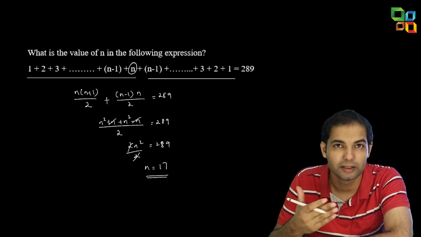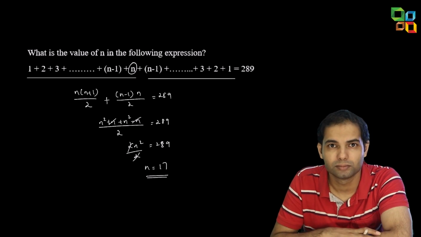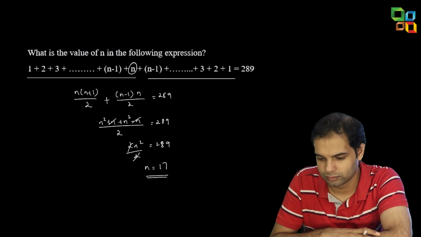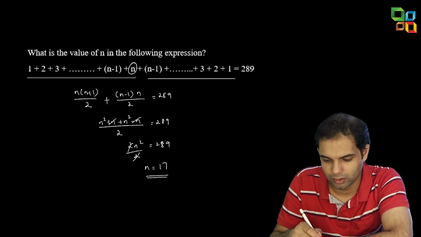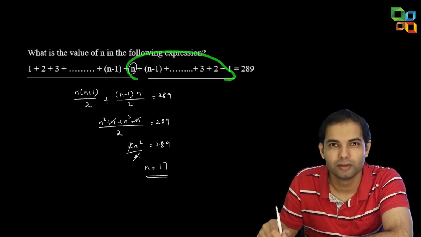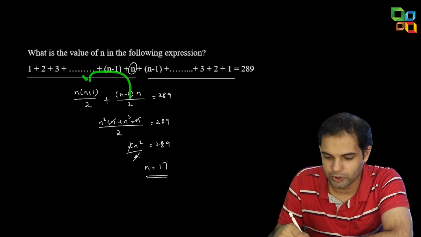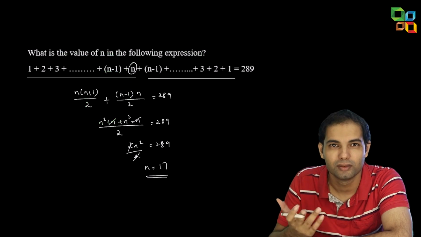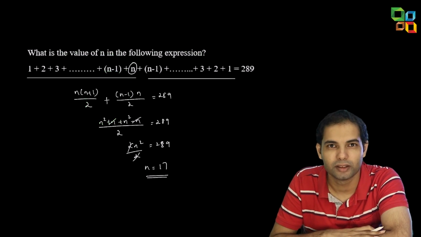If any doubt, please ask, otherwise we'll go to the next one directly. Can I take the sum from 1 to n minus 1 and then n? It will be the same thing. This formula will come here, and that formula will go there. It won't make a difference.